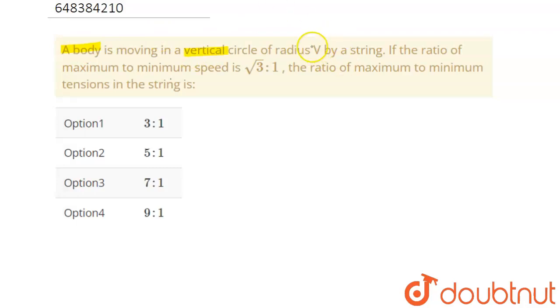Hello students, question is: a body is moving in a vertical circle of radius r, please make a correction, this is small r, by a string. If the ratio of the maximum to minimum speed is root 3 is to 1, the ratio of maximum to minimum tension in the string is.